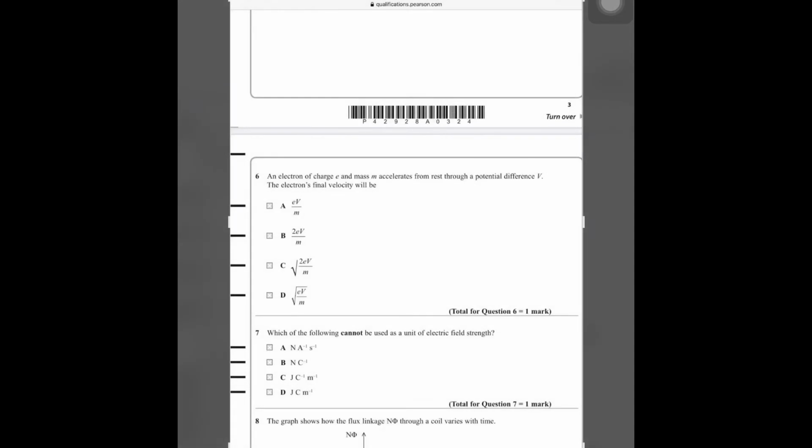A mass m accelerates from rest through a potential difference V. The electron's final velocity will be. So the energy provided by the electric field is in electron volts, eV. This is transferred to the kinetic energy of the electrons. So we have to equate these two. The energy provided, eV, equals half mv square. So v square will be 2eV by m. So v will be root over of 2eV by m.